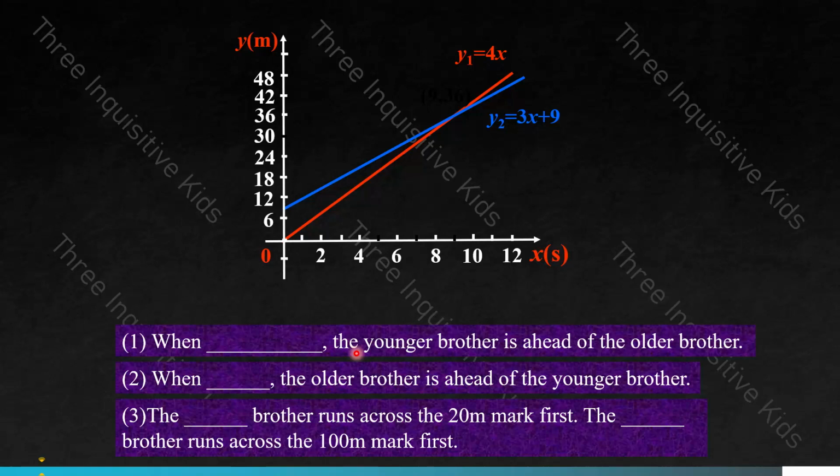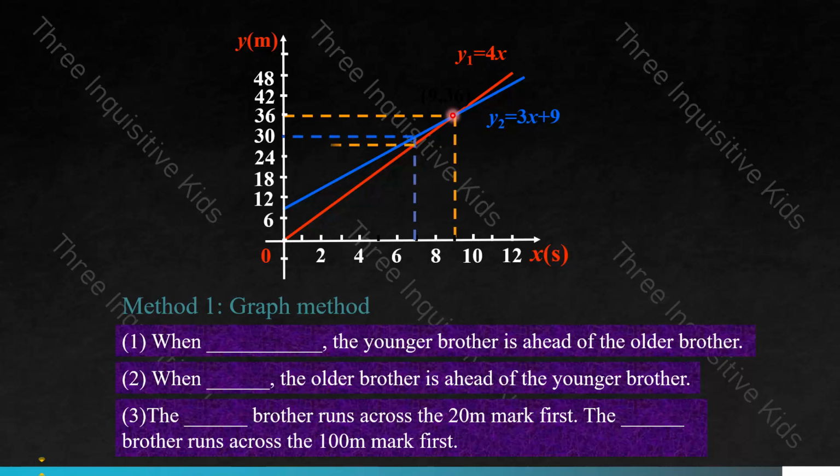Well, let's look at this graph. Mathematically, this is when, blank, is the y value of the blue line greater than the y value of the red line. So again, this is the graph method. And this intersection point right here has coordinates of 9, 36. When x is greater than 0 and less than 9 seconds. And also this intersection right here, this represents, well, the time when the older brother catches up to the younger brother.